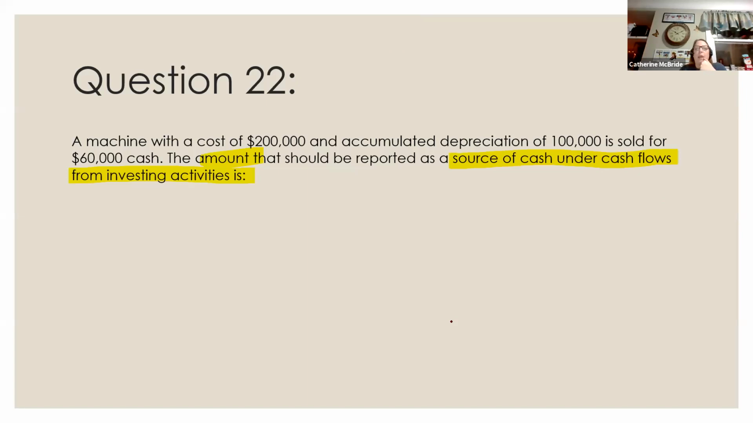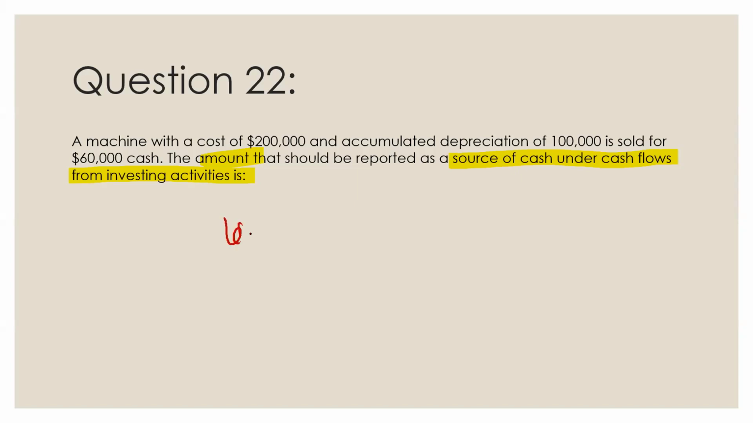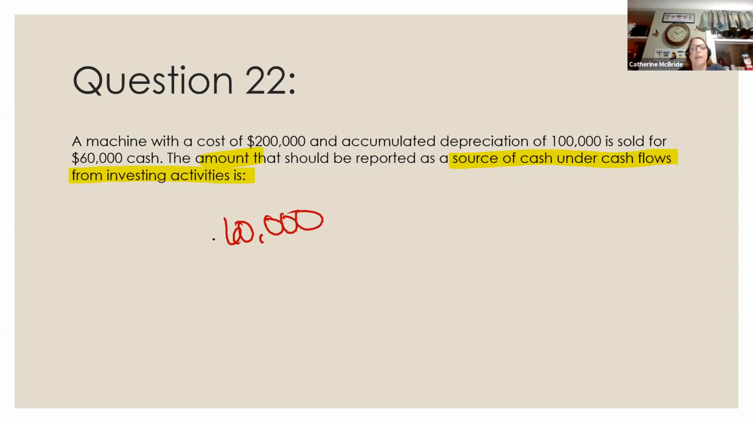22, source of cash under cash flows from investing activities. A machine with a cost of $200,000 and accumulated depreciation of $100,000 is sold for $60,000 cash. All that we record on the cash flow statement is cash. So how much is going to be recorded on the cash flow statement? 60,000? Yep, that's it, because all the rest has nothing to do with cash. It has to be cash. Here it's a cash inflow.